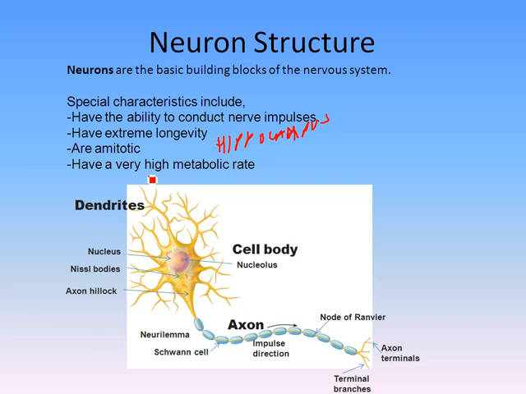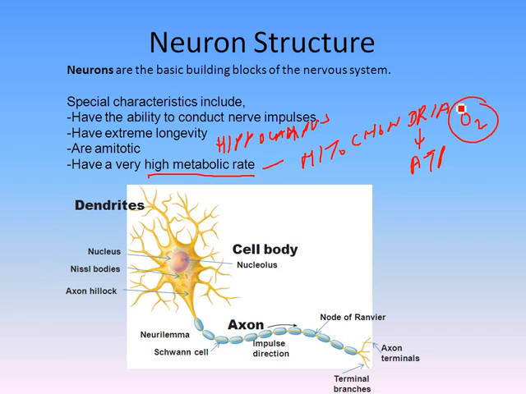They have a very high metabolic rate and therefore must have a rich supply of mitochondria. Now remember, mitochondria is the one that generates ATP, but only in the presence of oxygen. So these nerve cells need to have a rich supply. They cannot survive without O2. The neurons have two main body parts, the cell body as well as the processes, dendrites and the axon.